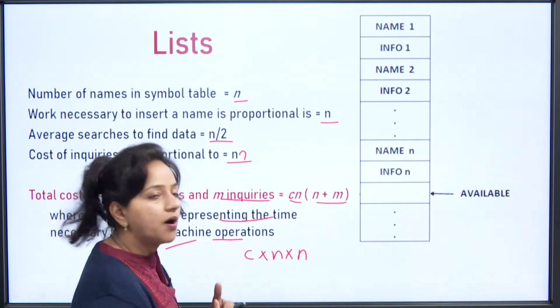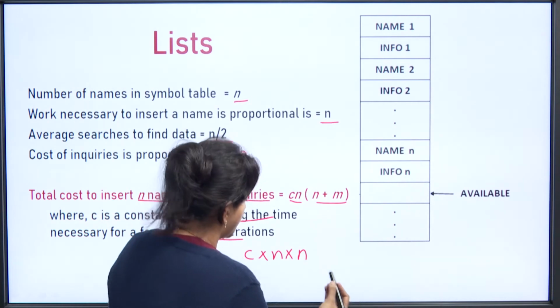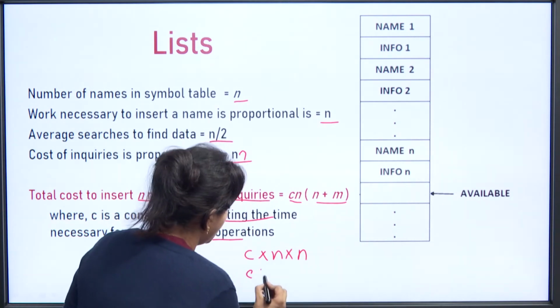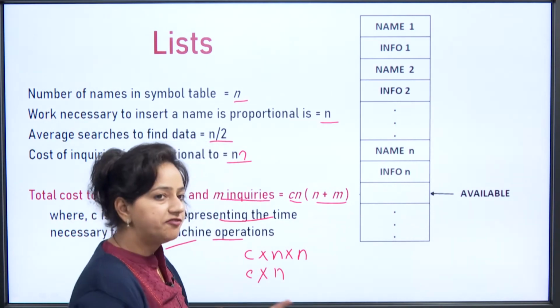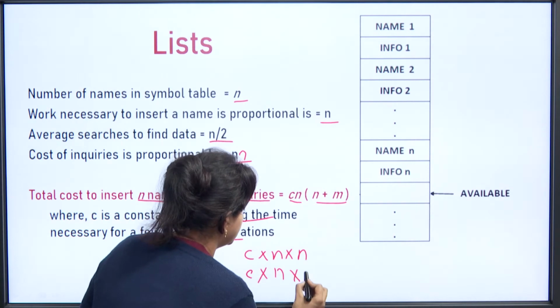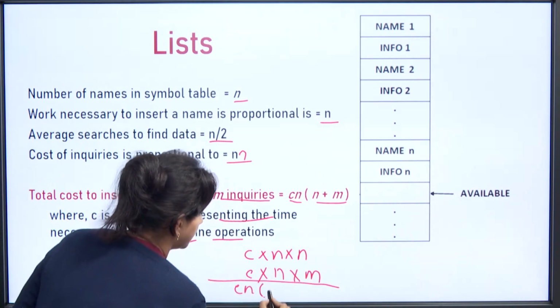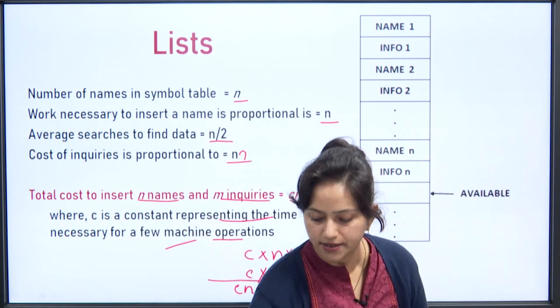Similarly, if we are performing m inquiries, for one inquiry the cost will be C into n, and for m inquiries it will be C into m. So if we add up, we will get C n plus m. So, this is about list.